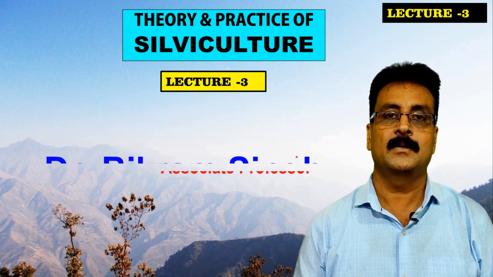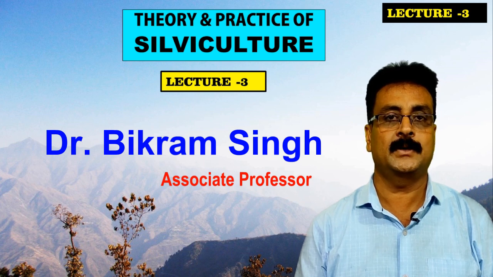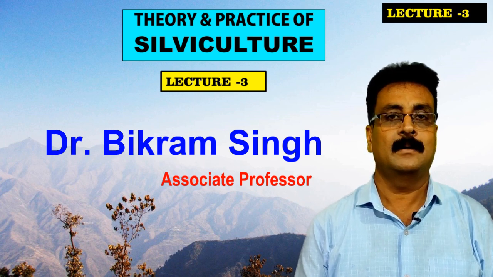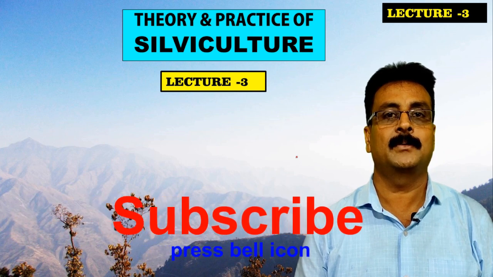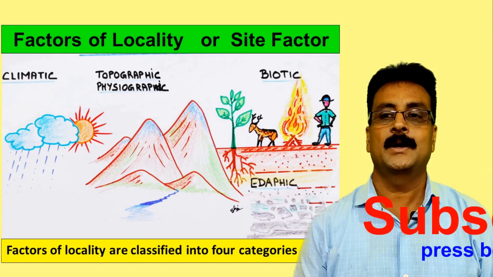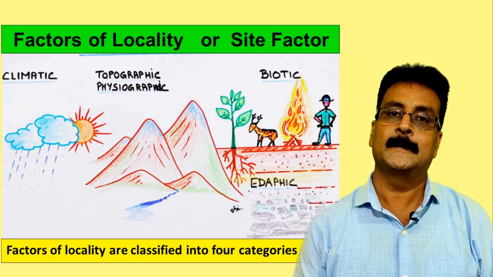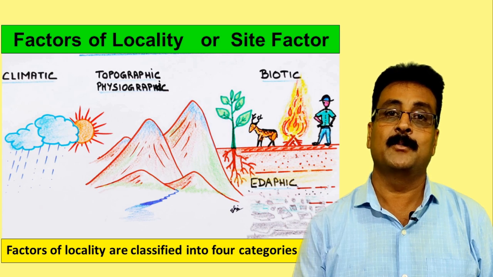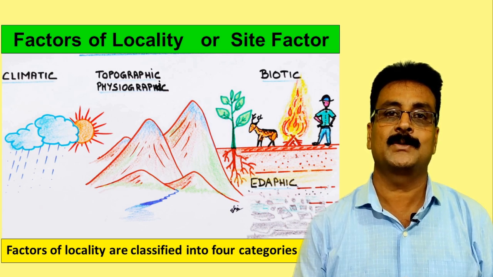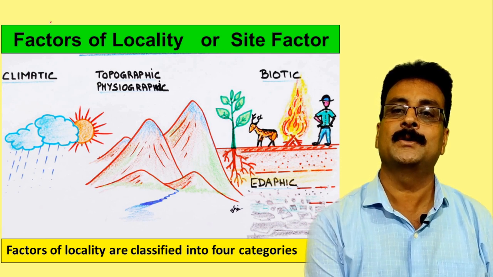In the previous lecture, we studied the climatic conditions. Under the climatic category, we studied solar radiation, light, temperature, then snow and frost, and today we are going to study the wind. In lecture number 2, we studied the most important climatic factor, rainfall. But let's do a short revision.